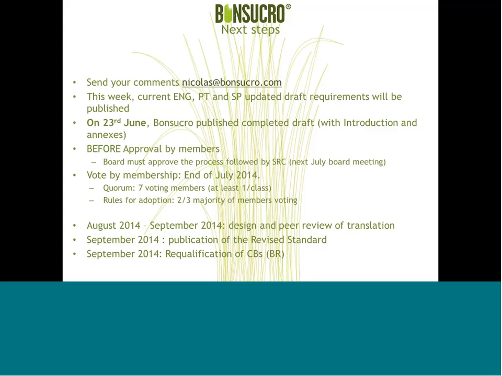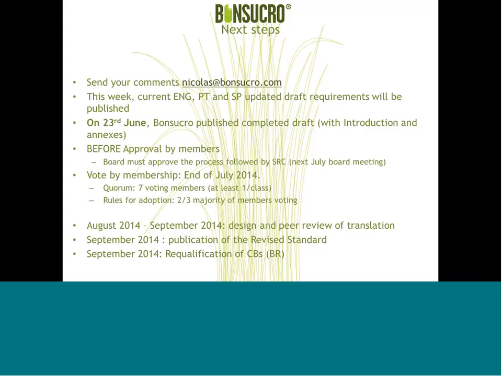online, and the rules are the following. The quorum is at least 7 voting members present, and the rule for adoption is that we achieve a 2/3 majority of members voting. Then, if the vote is successful and the text is approved, between August and September we will design and peer review the translation, so we'll be able to publish all the text, finalized, designed and peer reviewed, in September for the start of enforcement of the new revised standard. And by September, as well, is the time when we start requalifying the lead auditors and auditors, so the audit can take place against the new revised standard.